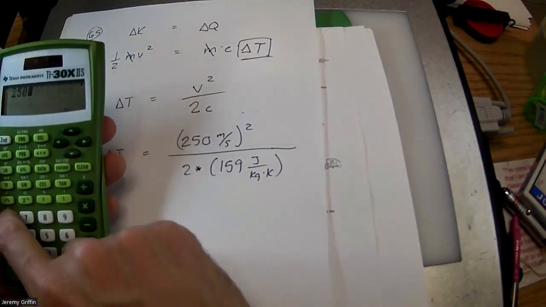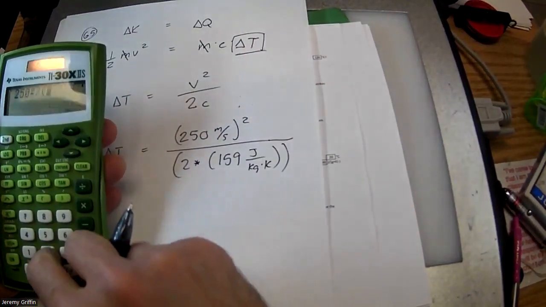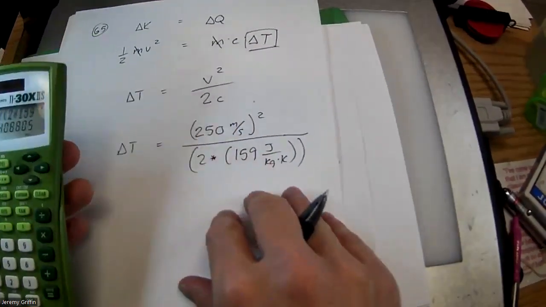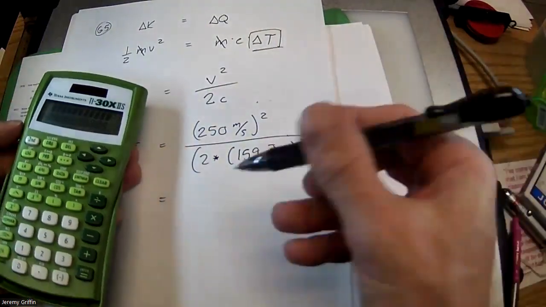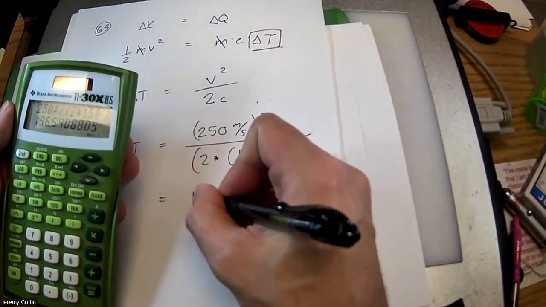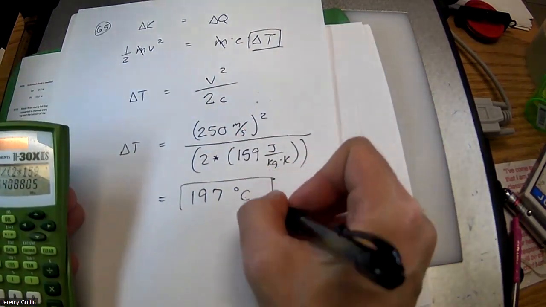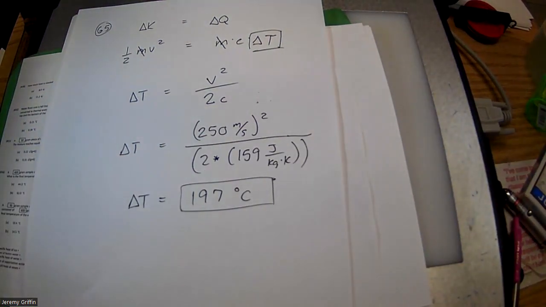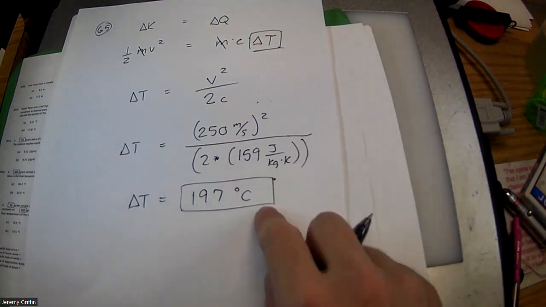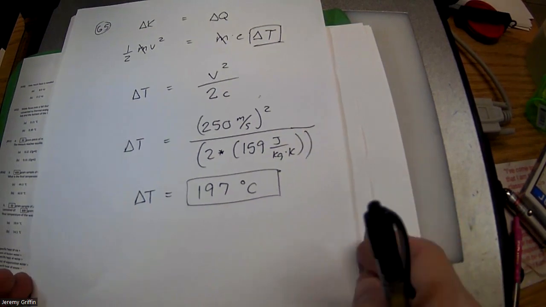So it's 250 squared divided by, that's in parentheses, how about that, 2 times 159. Okay, now that's a huge temperature rise, but I can believe it. We're talking about bullets. Right. So look at 197 degrees Celsius. You can also call that 197 Kelvin because we're talking about a temperature change. Whatever its initial temperature was, you add this to it to get its final temperature. All right, make sense? You guys good there?